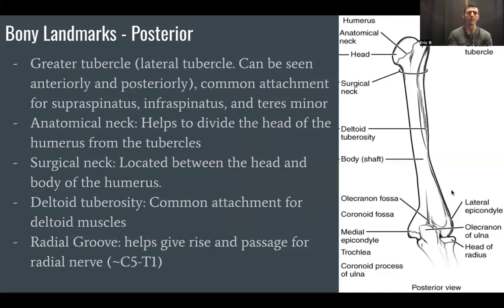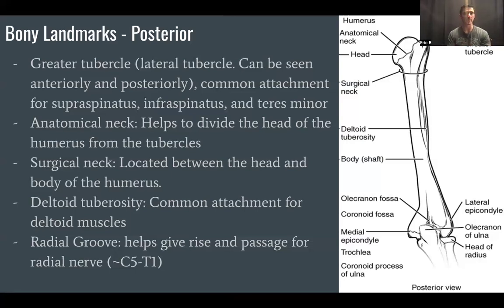On this picture, we can see a more posterior aspect of the humerus bone itself. Just to get right into it, what we see is the greater tubercle. If you follow my cursor, the greater tubercle is right up here. It's one of the more lateral tubercles associated with the humerus from what I currently know. It can be seen anteriorly and posteriorly, and it serves as a common attachment point for the supraspinatus, infraspinatus, and teres minor muscles, a lot like those SITS muscles off the scapula.